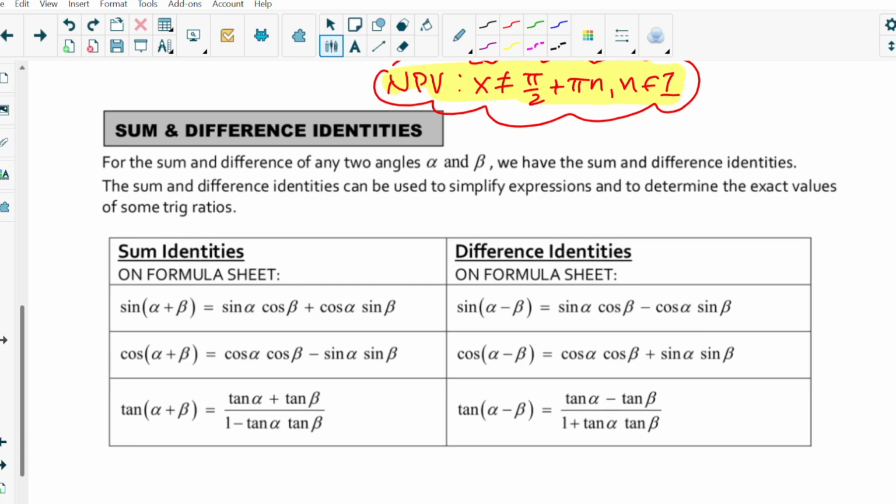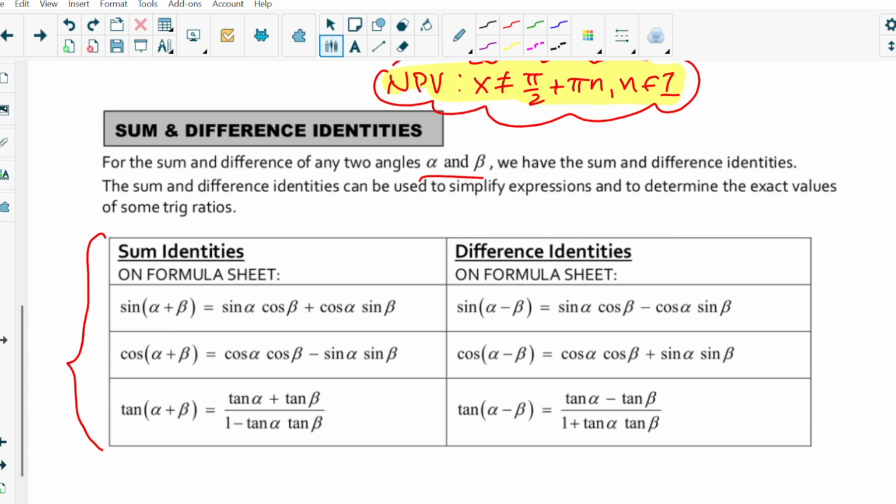For the sum and difference of any two angles, alpha and beta, we have the sum and difference identities. The sum and difference identities can be used to simplify expressions and to determine the exact values of some trig ratios. These are on the formula sheet.